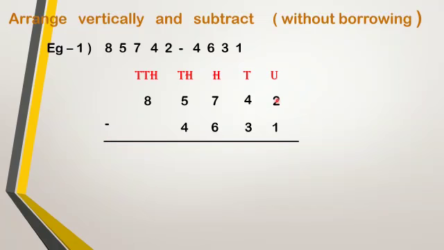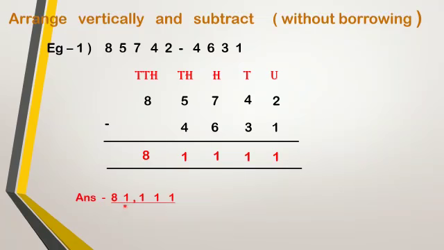Now from 2, if I take away 1, I get 1. You take 4 fingers, remove 3 out, 1. You can either say take away or you can do it. Then you take 7 fingers, remove 6 out, 1. 5 from 4, 1. 8, there is no number over here, so 8 comes down. So this is my answer. Then I draw this line again, and my answer is 81,111.